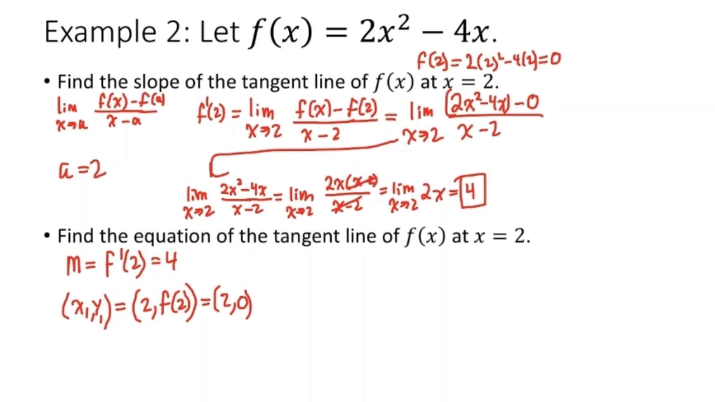Now we can set up our point slope form, which is y minus y1 equals m times x minus x1, which is y minus 0 equals 4 times x minus 2. Y minus 0 is just y. And on the right, we'll distribute the 4. And we have y equals 4x minus 8, which would be the slope-intercept form of our tangent line.